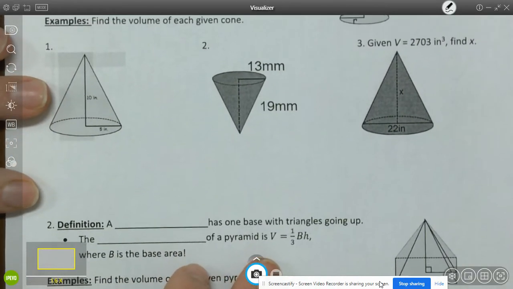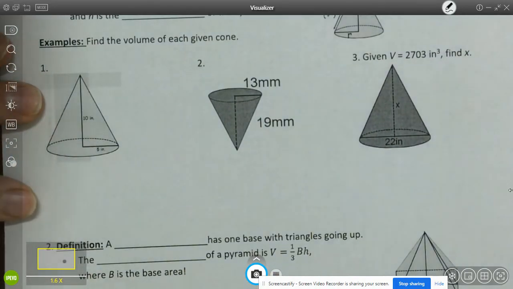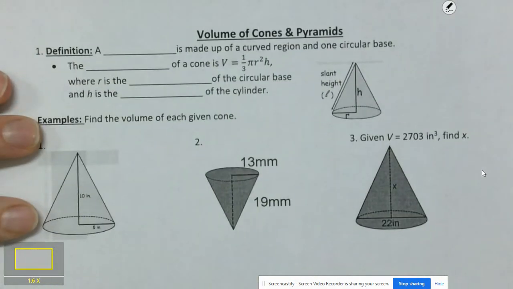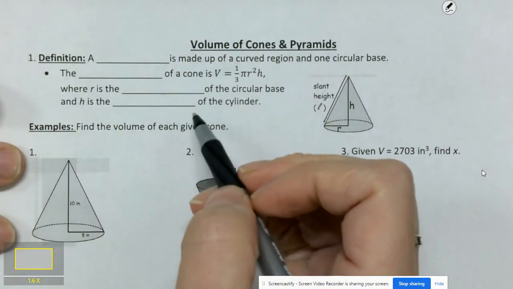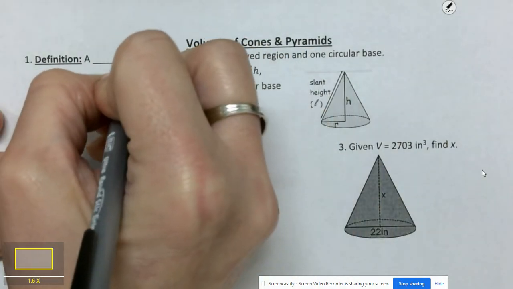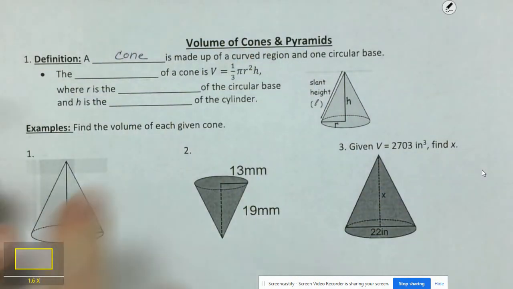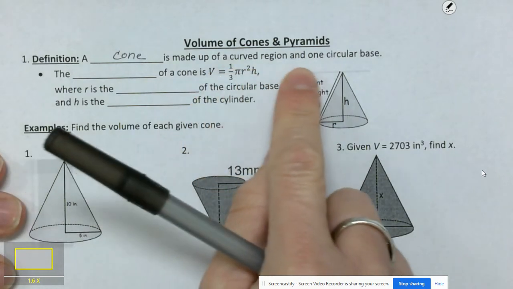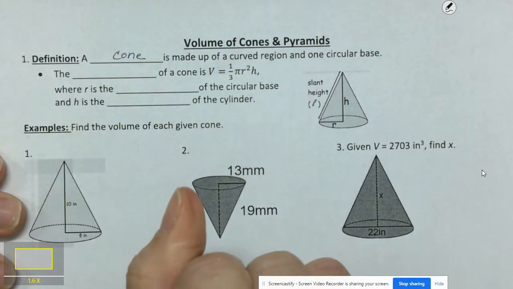So in this video, we're going to continue looking at volumes. And in particular, in this video, we're going to look at the volume of a cone, okay? So let's first get a definition of what a cone is. A cone is made up of a curved region and one circular base, okay?